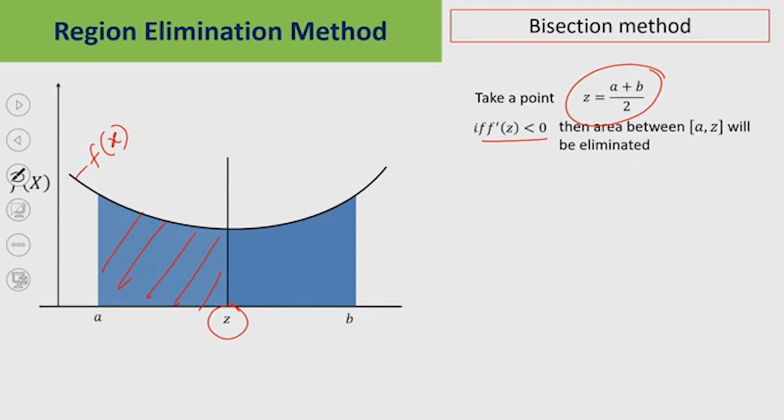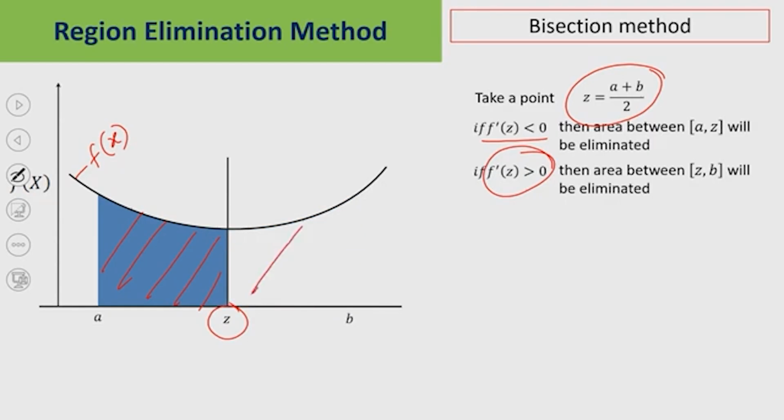So, optima is not there in this region. So, I can eliminate this particular region. Now, if the derivative is positive, then I can eliminate the other region, this region can be eliminated. Now, suppose this is my first iteration, and in the second iteration I will take another z, and I will check whether the derivative is positive or negative, and that way I can eliminate the other region.